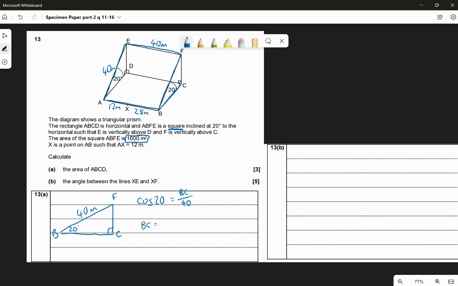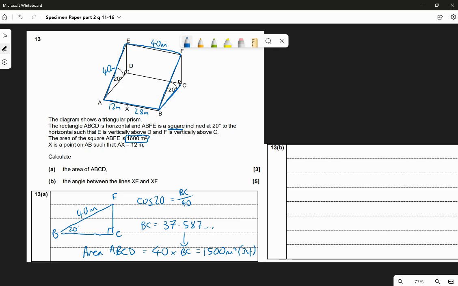So the length BC is 40 cos 20, which is 37.587... And I'm not going to round that because I'm using that in a further calculation because I need to use that to find the area of the square. So area of the square, sorry, the rectangle ABCD is the length, which is 40, multiplied by the width. And that gives me 1,500 meters squared to 3 significant figures.